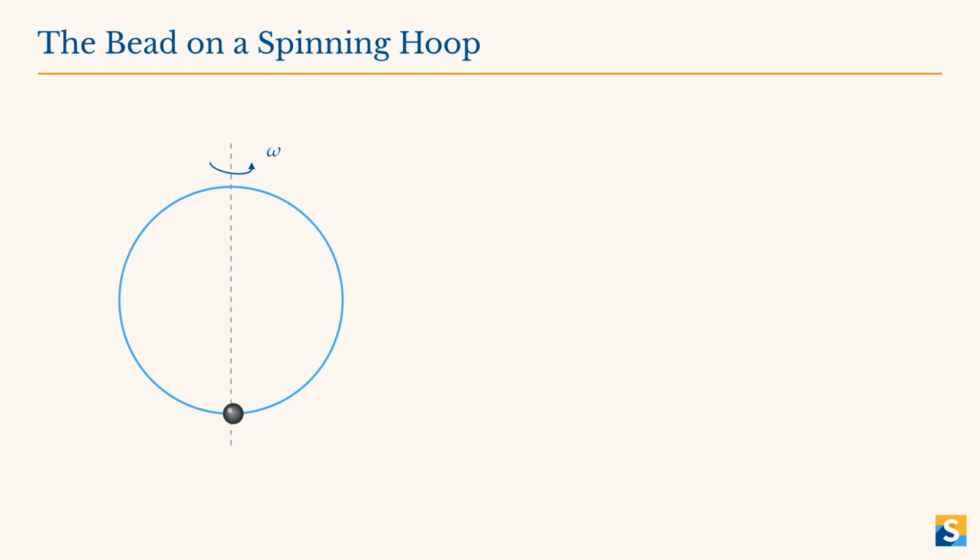The final problem, where spinning arrives for real. A bead slides freely on a circular hoop of wire. Radius r, no friction anywhere.